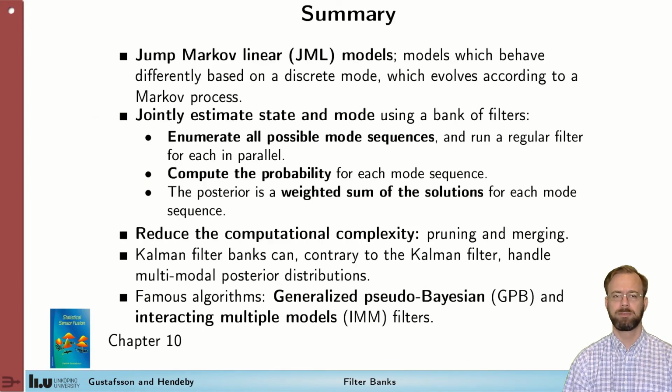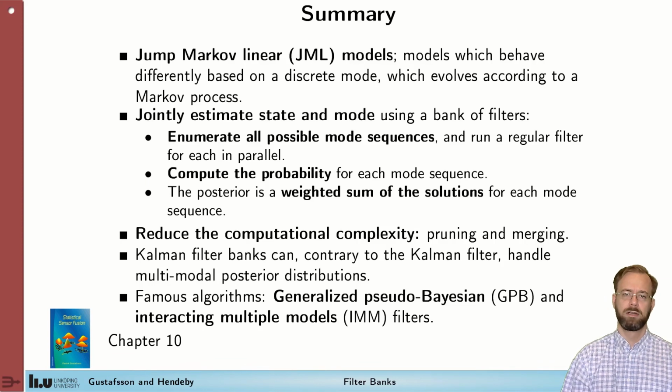So let's summarize. We've looked at an extension of the linear model to the jump Markov linear models, in which case we have a mode variable, that's a Markov process, that switches the system between several linear models. Given this mode sequence, we have a linear model. We then estimated these jointly in a filter bank. The basic idea was to enumerate all possible sequences of modes, run the Kalman filter on them, compute the probability of these different Kalman filter solutions, and then combine them.